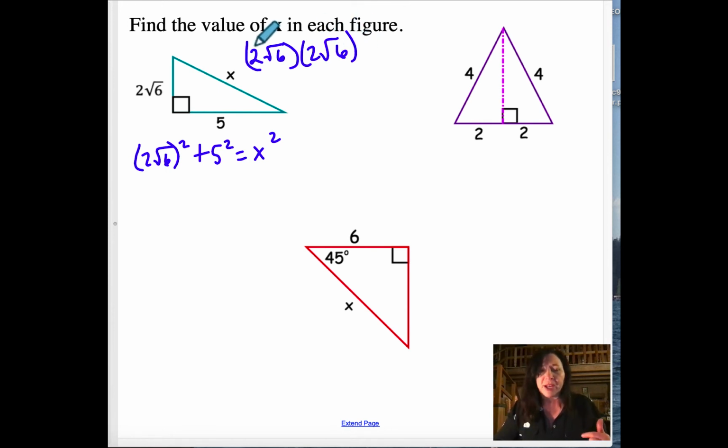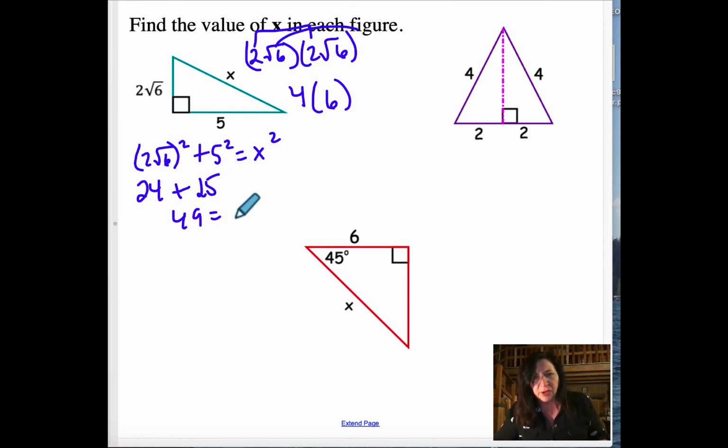All right. So you're going to multiply numbers with numbers. So the 2 times 2 is 4. Root 6 times root 6 is root 36, but the square root of 36 is 6. So we have 4 times 6, which is 24. So we have 24 plus 25 here, which is what? 49 is equal to x squared.